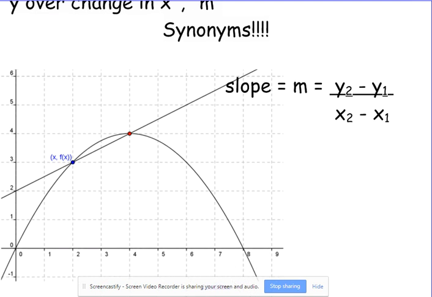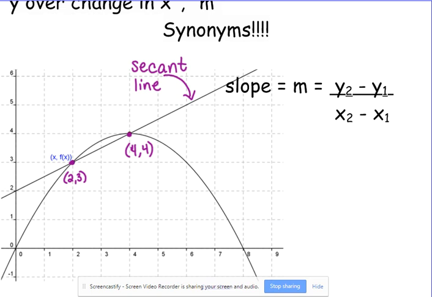So we've got a parabola here, and we're going to talk about this line that is drawn through this parabola. This line is what we call a secant line. A secant line is a line that is drawn through any 2 points of a curve. We can see one point at (2, 3) and another point here at (4, 4). The line is drawn through those 2 points. It's what we call the secant line.